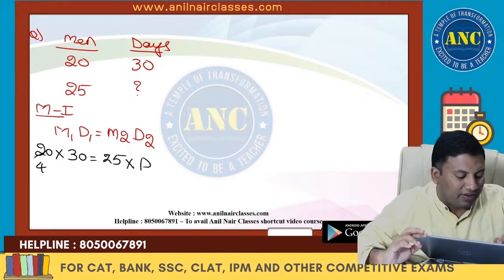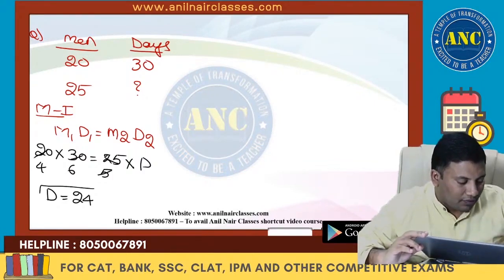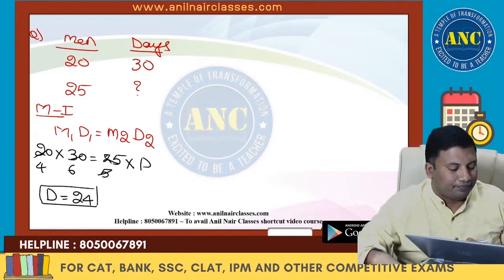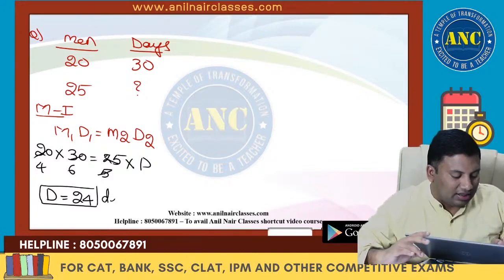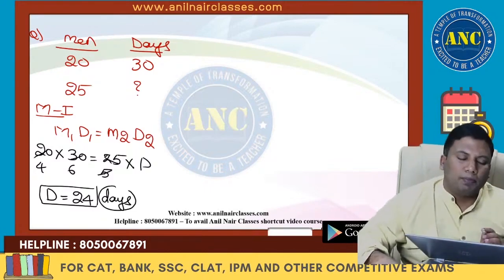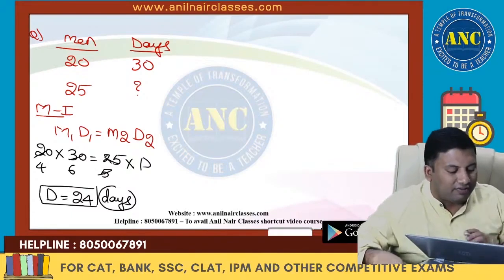5 4s are 20, 5 5s are 25, 5 1s are 5, 5 6s are 30. Number of days required to complete the work is nothing but 24. Simple value, simple calculation.